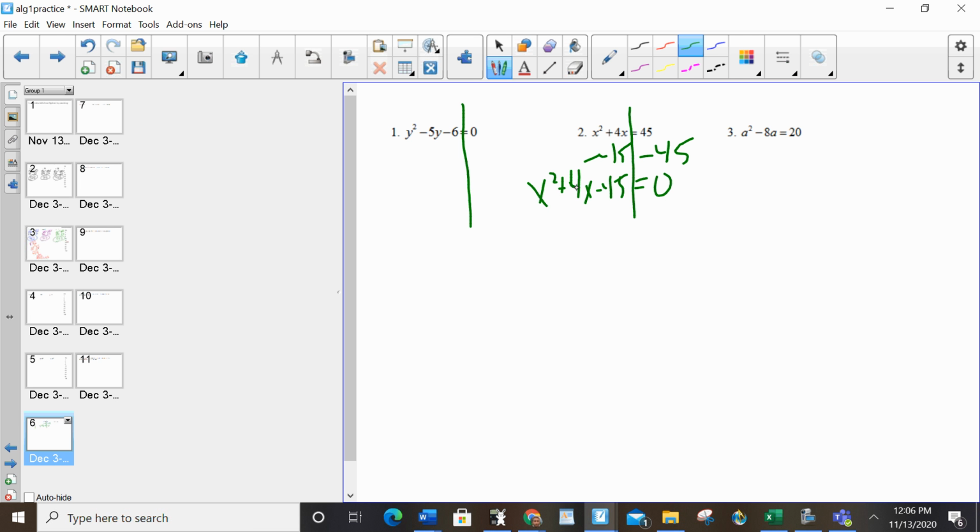I like them now. In number 3, is everything on one side? No. I would have to bring the 20 over. a squared minus 8a minus 20 equals 0. Once everybody comes over, they party, and they party with bubbles. What that means is we need to factor.